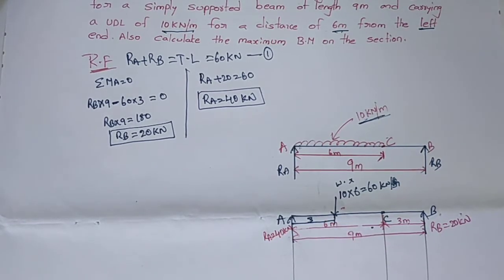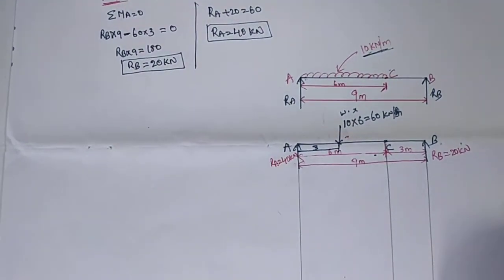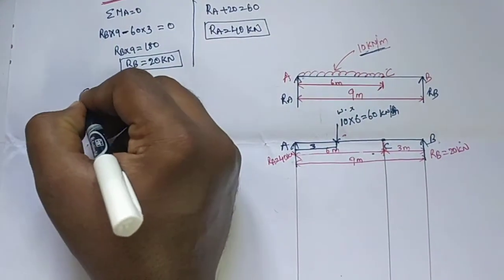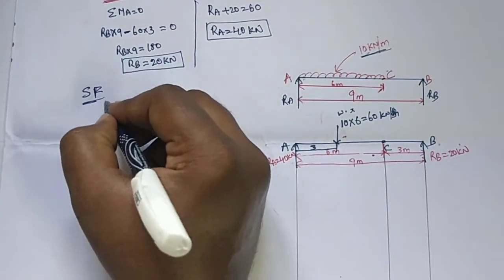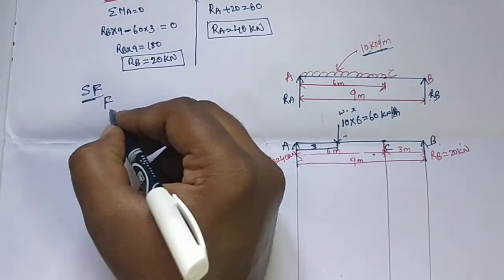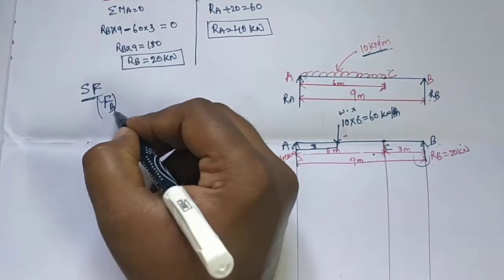Next, we need to calculate shear force and bending moment values. First I am calculating the shear force value. Shear force at point B. At point B there is a reaction force, so we need to calculate before and after the load.